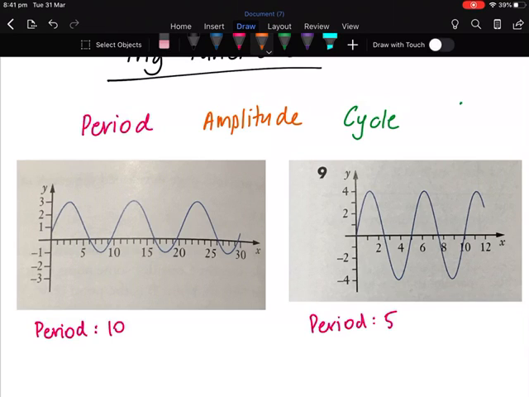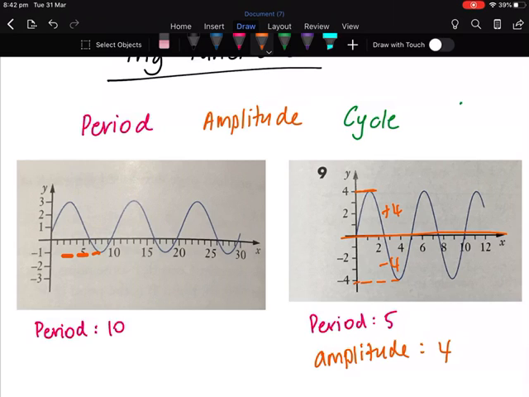So if we have a look at the minimum and the maximum value, so we can see here the maximum value is 4 and the minimum value is -4. So the mean of this graph is actually the x-axis here, all right, and it goes 4 above and 4 below. So the amplitude of this one is 4.